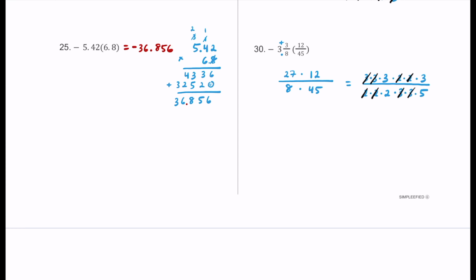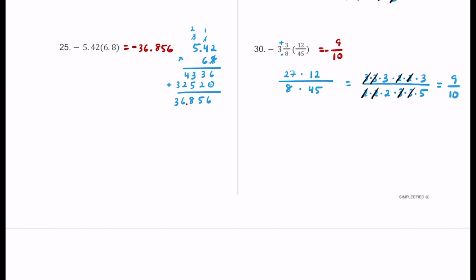At this point, I don't see anything else, so 3 times 3 on top, that's going to equal 9. And in the denominator here, 2 times 5 is going to equal 10. So we're going to get a product here of 9/10, but now we should think about what our sign should be. We had one negative, so if we had the opposite times a regular number, we should get the opposite for the product. So we have negative 9/10 for our answer.